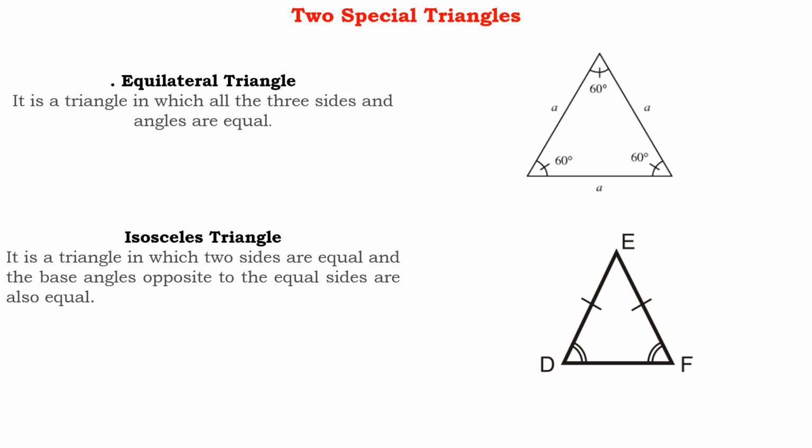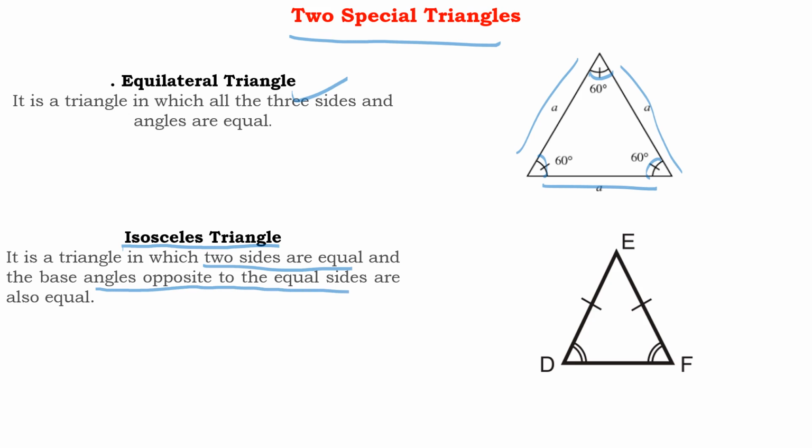These two special triangles we have already talked about. Just to remind you again, an equilateral triangle is a triangle whose angles always measure 60 degrees and the lengths of all the sides are the same. That's why they have given A and A. An isosceles triangle is a triangle where two sides are equal and the base angles opposite to the equal sides are equal. So here two sides are equal, this much you know. So if this side is making an angle of x degrees, this side will also make an angle of x degrees. That's what they are telling.